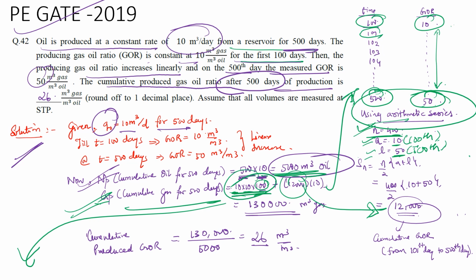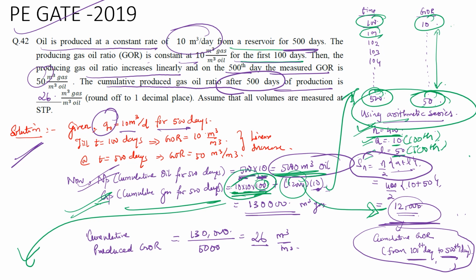Using the summation concept, my summation would be n by 2 times (a plus l), where a is my first term and l is my last term. On placing the values, my answer would be 12,000. So 12,000 of cumulative GOR is produced from the 101st day to the 500th day. Once I have this, I will multiply by the oil rate so that I get my cumulative gas produced for 400 days.